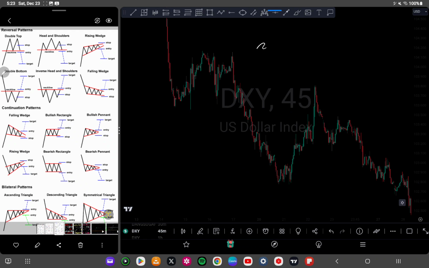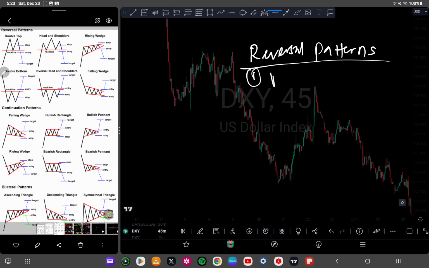reversal patterns, which is we're going to talk about the rising wedge, and we're going to talk about the falling wedge. That is what remains for us to talk about, right? So it's just basically how you see how the overall market is actually doing.